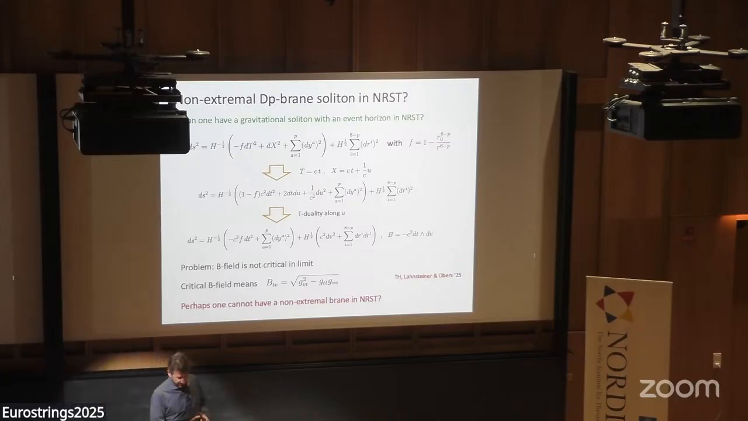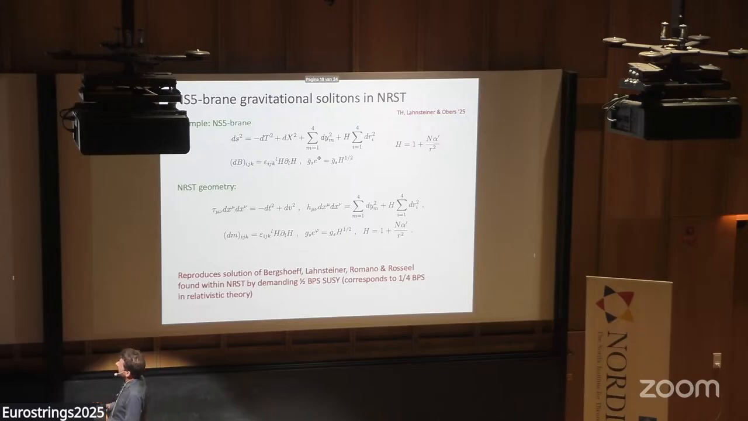Does it mean that you cannot have horizons in non-relativistic string theory? What happens if you turn on the temperature in the theory, etc.? So there's something here that we really would like to understand better. Then one can, of course, also play the same game with other solitons, such as the NS5 brane, where we did the same thing and rediscovered a previously found solution as well.